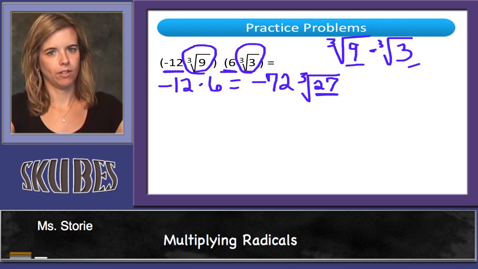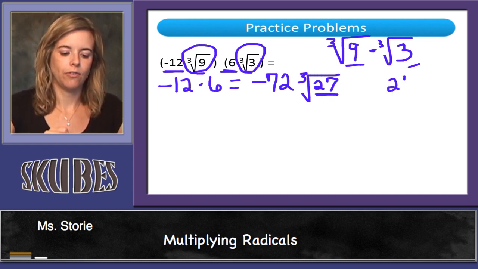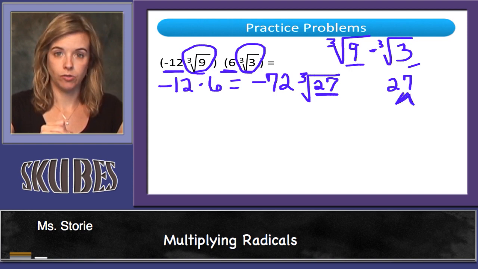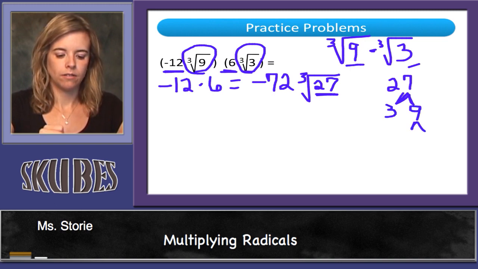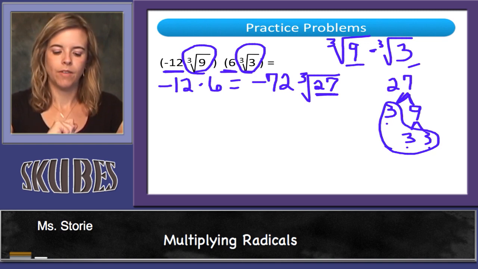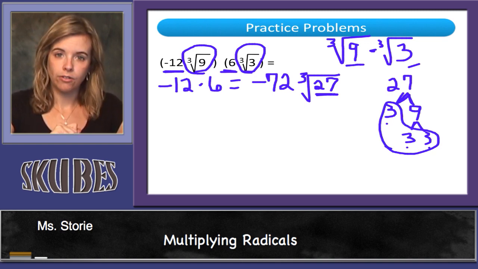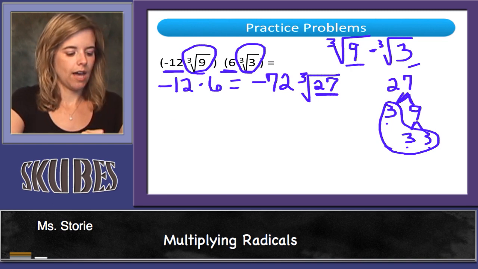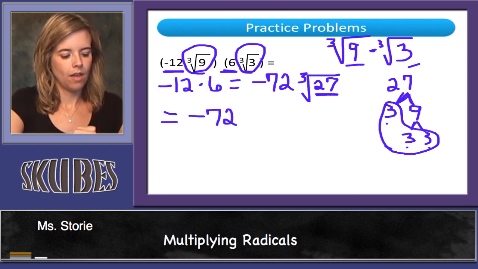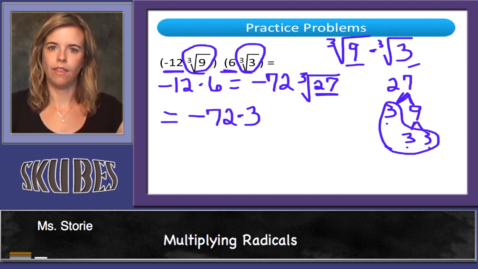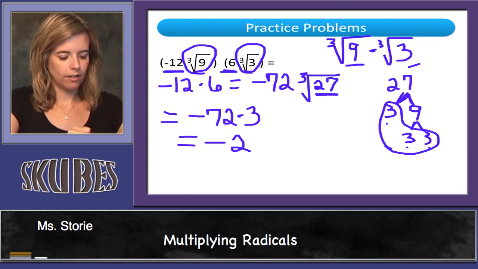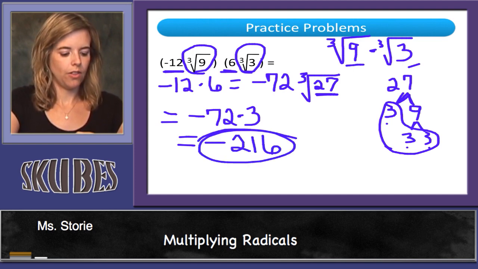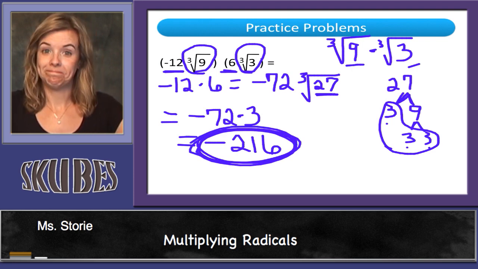But wait, 27 can be reduced. We can take 27 and factor tree it and see if we can pull out any triples, because this is a cube root, so we're looking for groups of 3. So 3 times 9, 3 times 3, and oh, look at that, you've got a group of 3s. Nobody left over, so you're not going to have a radical sign. There's nothing to put under it. So you're just going to have your -72 multiplying it by the 3 that came out. And when you do that, you're going to end up with a negative number, and it's -216. So that would be your final answer.